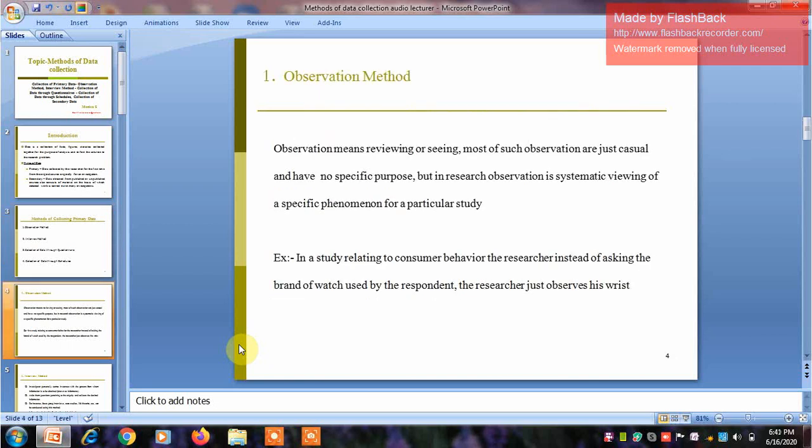The first one is the observation method. As I told you earlier, observation means reviewing or seeing. Most such observations are casual in nature, with no specific purpose. In research, it is a systematic viewing of a specific phenomenon for a particular study. For example, in a study relating to consumer behavior, instead of asking the brand of the watch used by the respondent, the researcher just observes his wrist and analyzes what brand of watch the respondent is wearing.